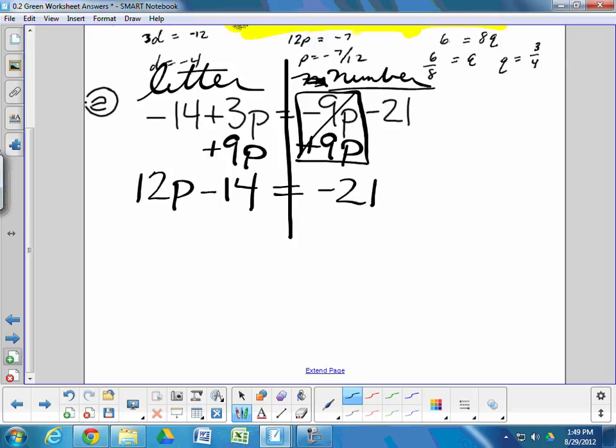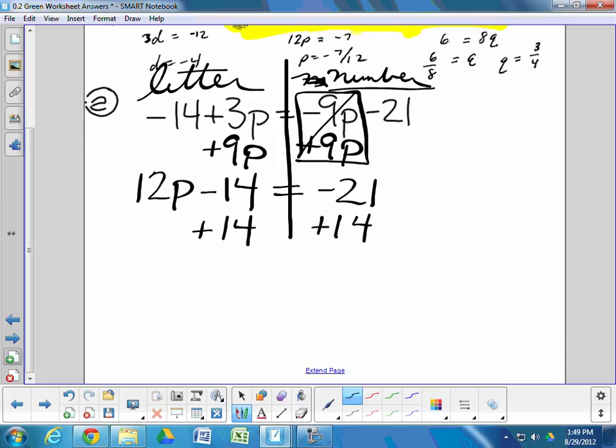Now, there's a plain old number on the left that doesn't belong there, because we said letters on the left. It's the minus 14. So you do the opposite of what it is. It's a minus 14, so let's add it. It's a negative 14. You're subtracting 14, so you do the opposite.